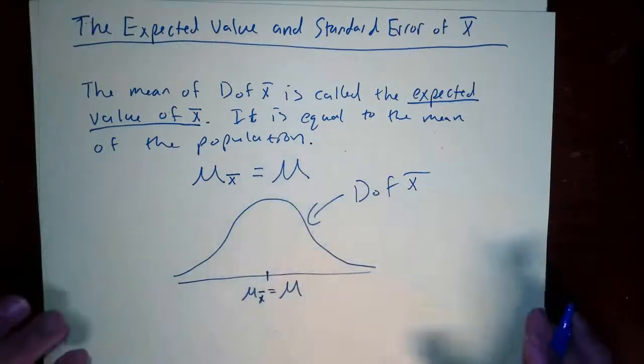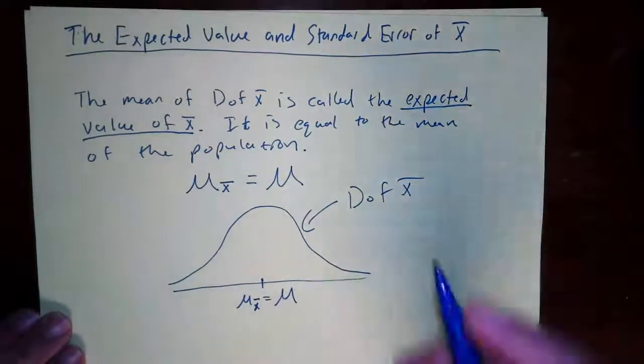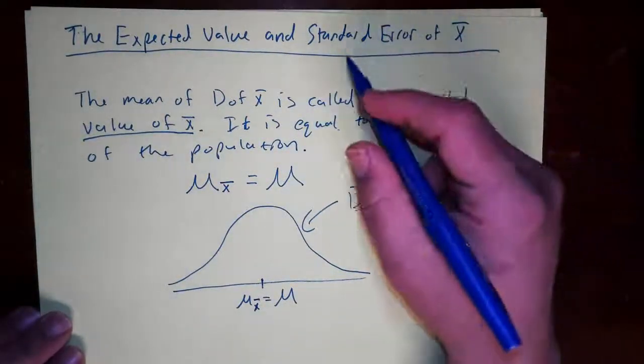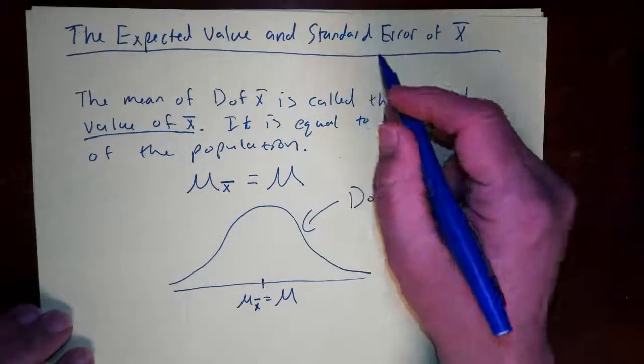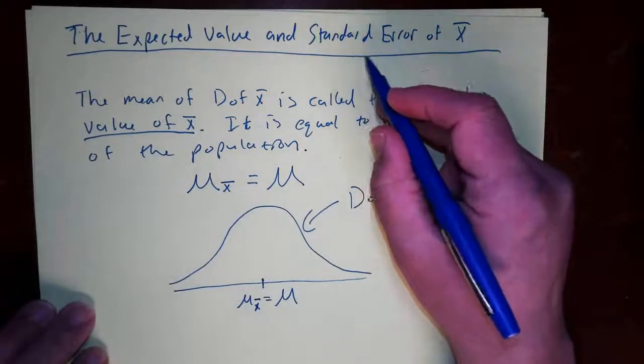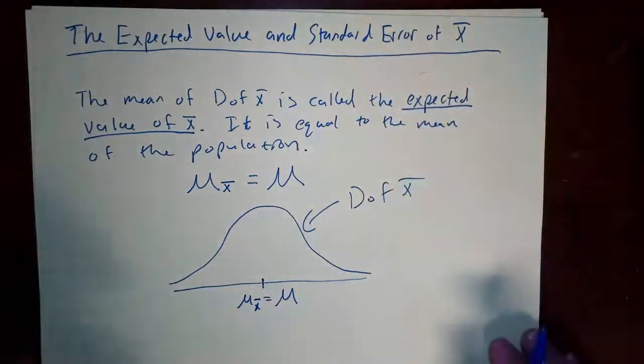Okay, so that sampling error, we're going to find out, is actually measured by the standard deviation of the distribution of x bar. And they call the standard deviation of the distribution of x bar the standard error of x bar. So let's look at that next.